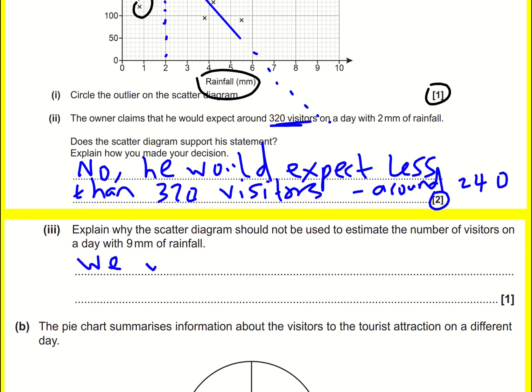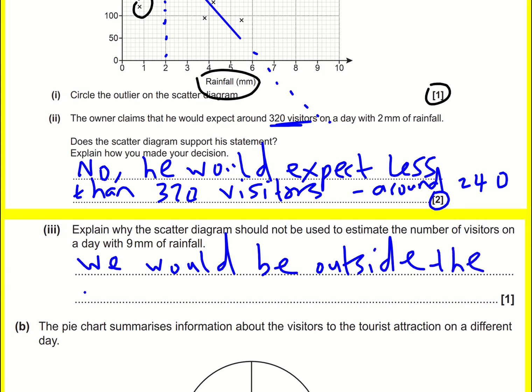We would be outside the data range. I think this is called extrapolation.